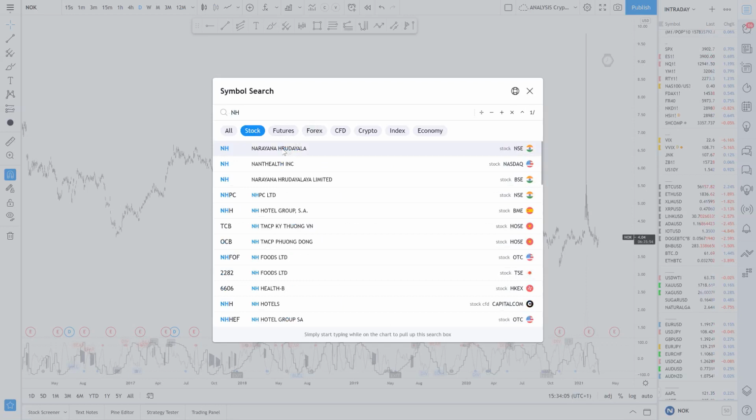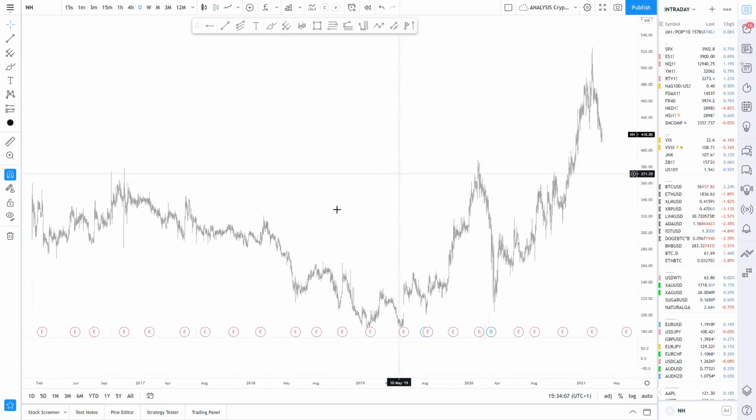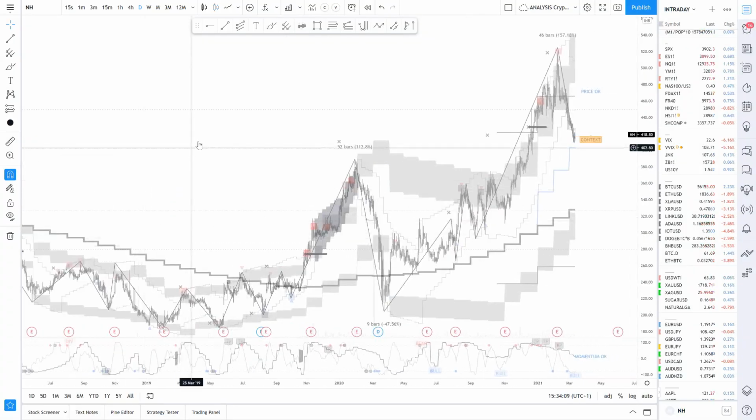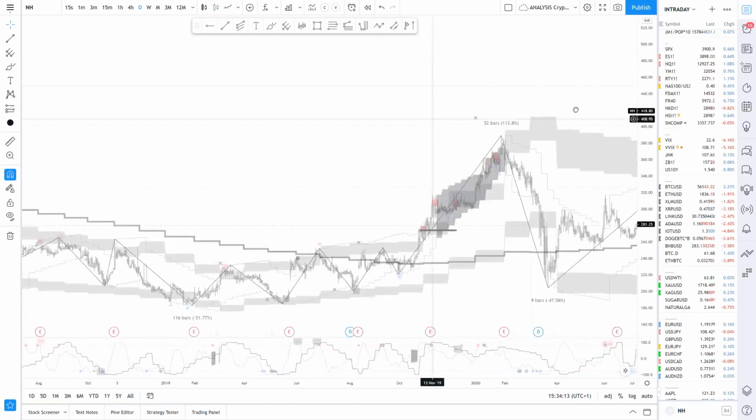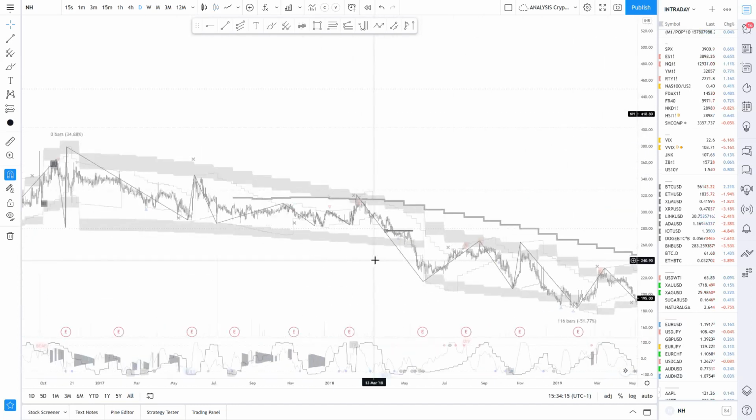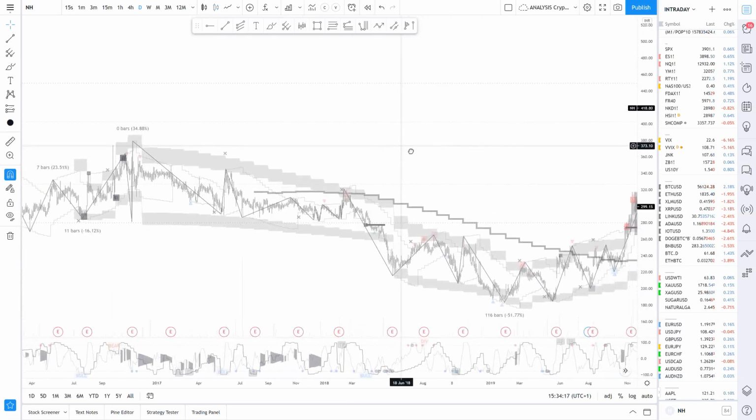NH. Come on, give me a stock that trends. Okay, we're going to go to lower time frame charts eventually. Okay, here we've got a nice bear trend.